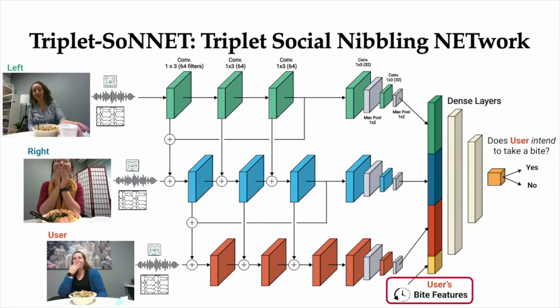Given this definition of intention, we build a model which we call the triplet social nibbling network, or TripletsOnIt. This is because the model uses features such as gaze, head pose, face and body key points, and speaking status from all 3 of the participants. We use the time since the last bite of food was taken and the number of bites of food eaten by the user, and we call this the user's bite features. And we use this as an additional feature that we tack on at the end because it provides some temporal information that we might not get from other features.